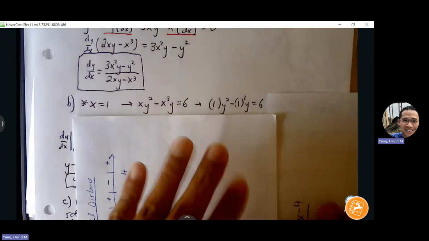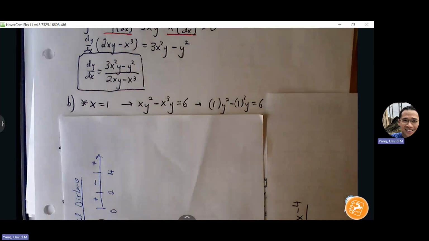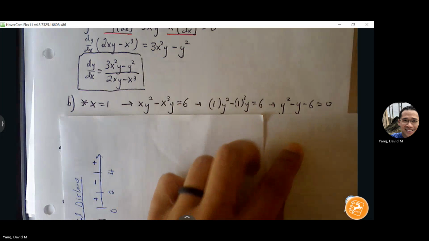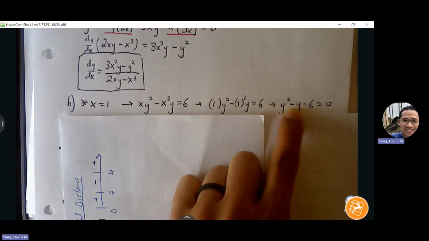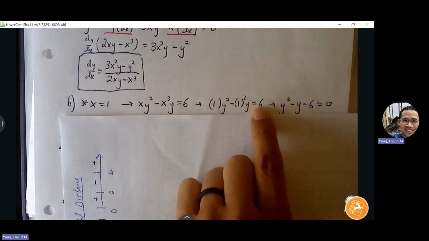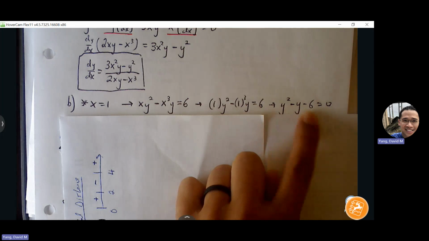Okay, so I'm taking my original equation, replacing all the x's with 1s. So I get 1y squared minus y equals 6. And this is going to be a factoring problem, right? We know that if we see a quadratic, a linear term, and a constant, we don't want to do GCF with the y's. We want to bring everything over to the same side, factor, or get that 0 to show up.